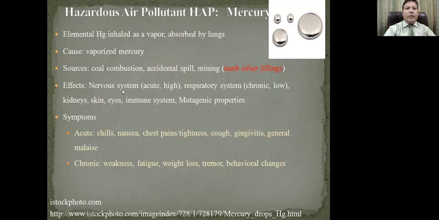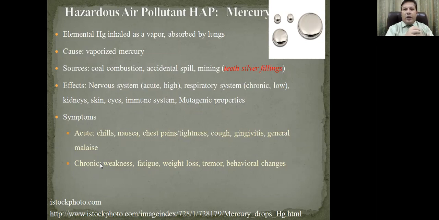Effects: it will damage the nervous system, cause acute high respiratory system problems, chronic kidney, skin, and eye problems. It will affect the immune system, and it has mutagenic properties. It will lead to cancer. Symptoms: acute chills, nausea, chest pain, tiredness, cough, gingivitis, general malaise. So chronic weakness, fatigue, weight loss, tremor, behavioral change.